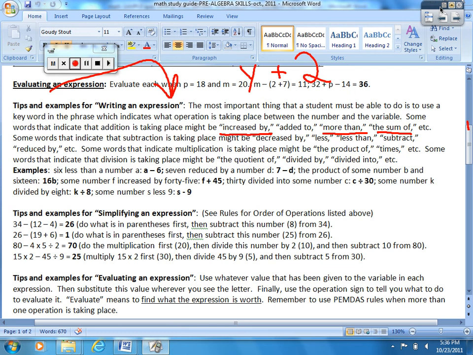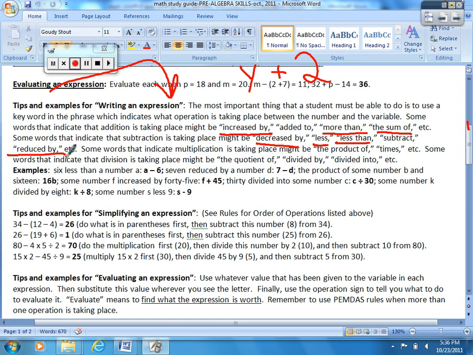Subtraction is one of the more difficult concepts for the students as far as these words. Decreased by, less, less than, reduced by. All right, so you can see those words are a little bit more involved.